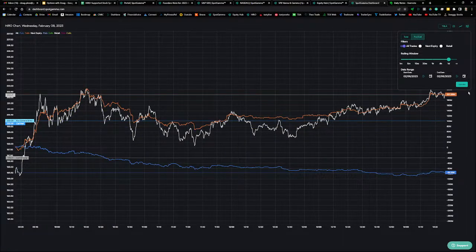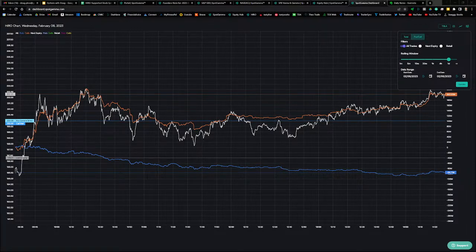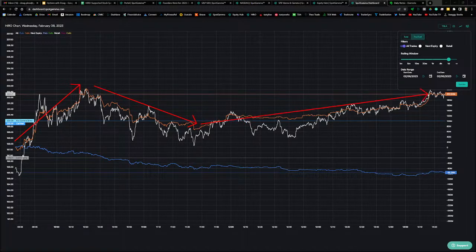So calls are driving here. Traders are not doing that much with puts. They are buying puts, but they were buying calls in the morning, and that was driving price higher. That's shown by the rising orange line. And then Tesla reverses lower as traders start selling the calls, and then starts to move higher again as traders start buying calls.